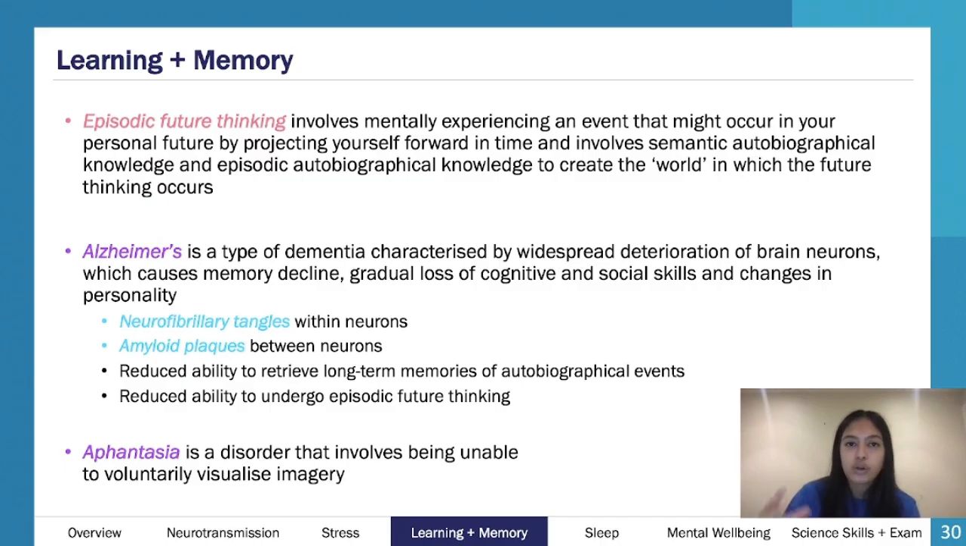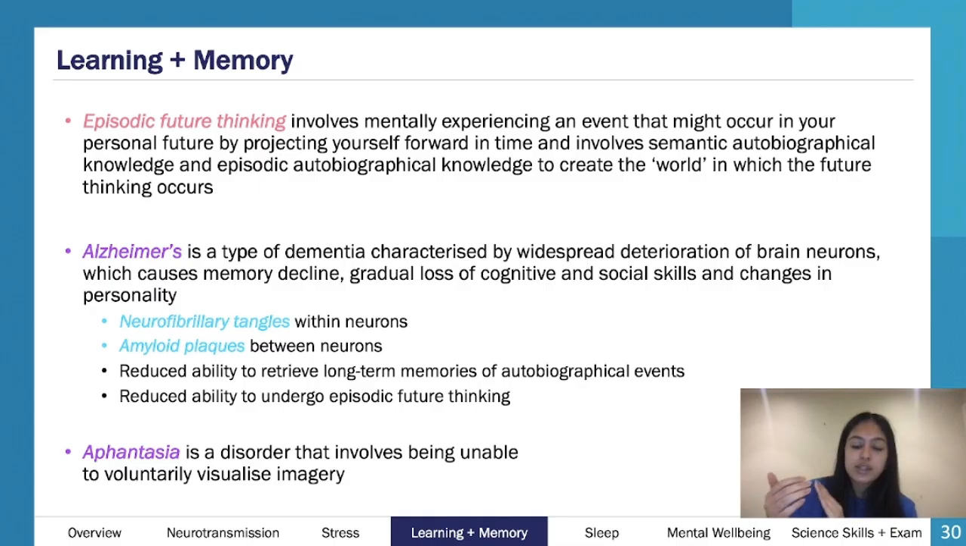But what you need to know, thinking about it in this context, is that your long-term memories, particularly your explicit ones, are affected. So if you've got impairment in your episodic and your semantic memories, memory of your autobiographical events can be hard to recall, and your ability to undergo episodic future thinking, or imagined futures, will also be impaired. That's this idea of neurodegeneration, and you're sadly losing your memories. Whereas aphantasia is a little bit different. So you need to think about the similarities and the differences of Alzheimer's and aphantasia.